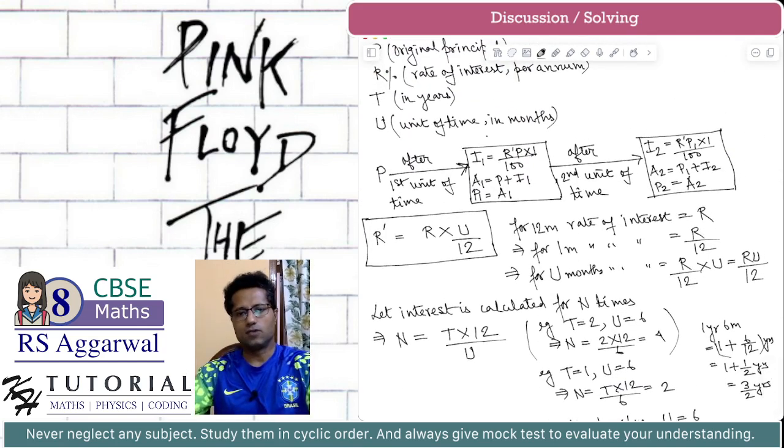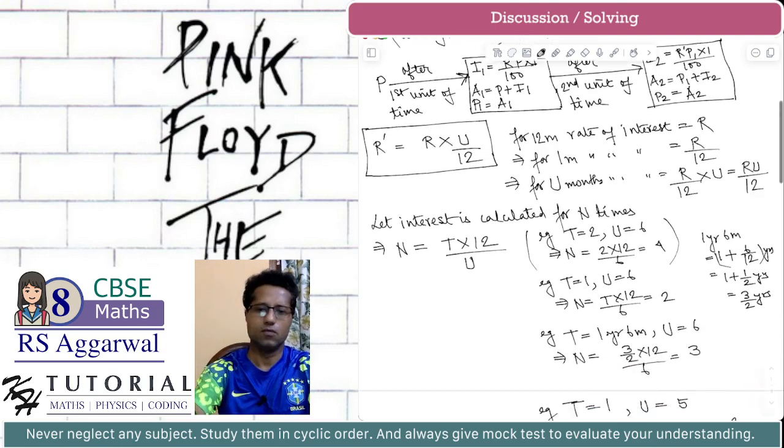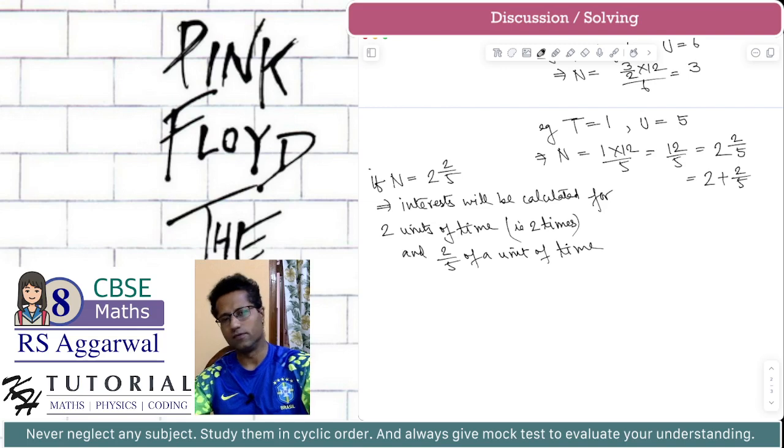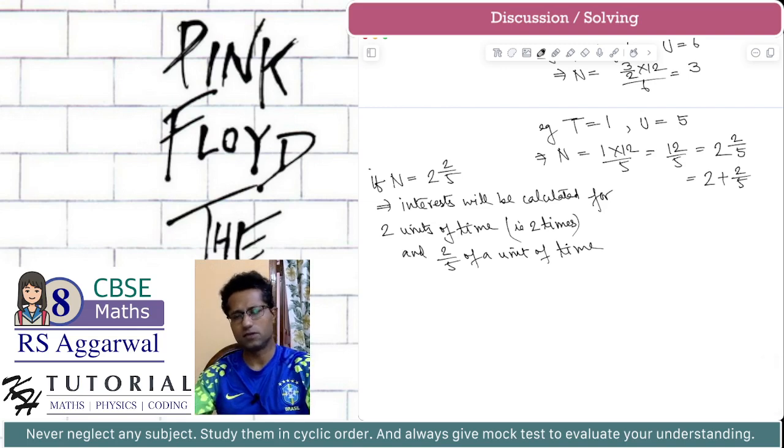calculation of interest in the first box means that we have calculated the interest after 1 unit of time. Now when we have calculated interest after the second box, then we say that we have calculated the interest 2 times, which means we have calculated the interest for 2 units of time. Now when n is 2 and 2 by 5th, it means that we have calculated the interest for 2 units of time and for 2/5 of a unit of time. Now what does it actually mean by 2/5 of a unit of time?